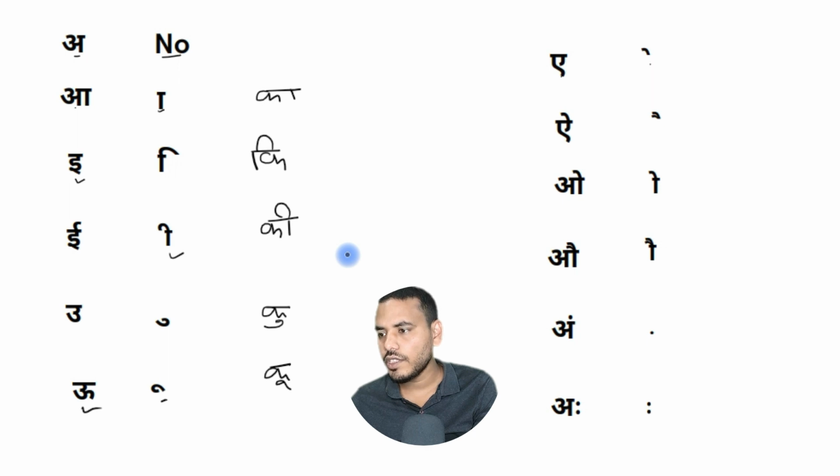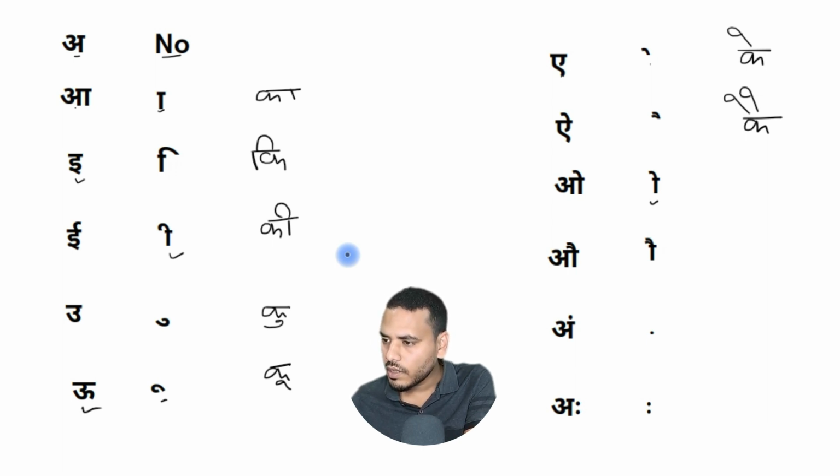A has this symbol and we add it in this way with the consonant K. I has two symbols, on the top side. So I, this is our, any consonant will be here and we will add it in this way. O has this matra and we add it in this way. O. Au has this symbol and we add it to the consonant in this way.